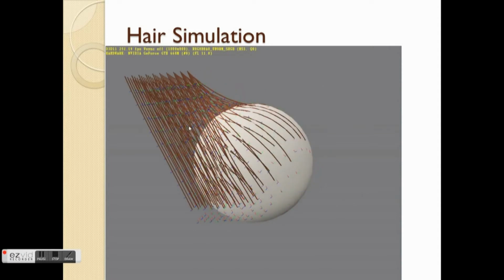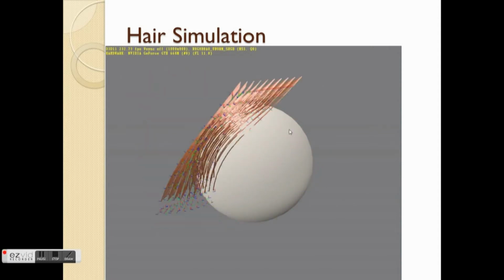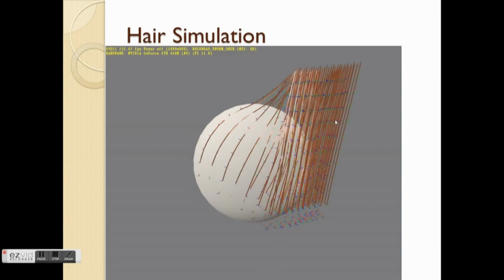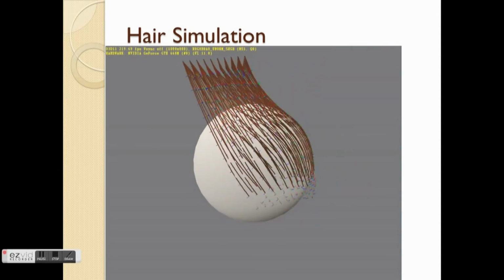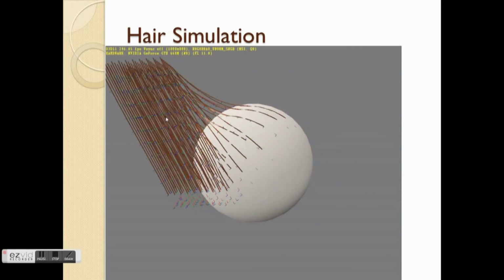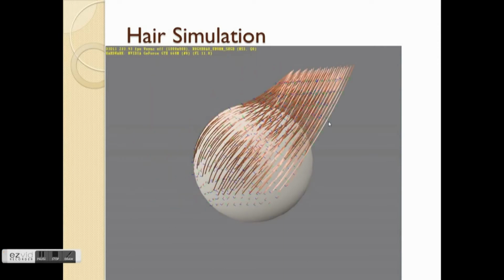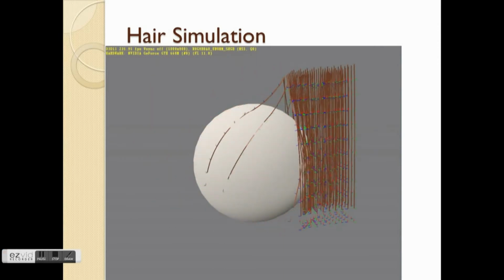And here is the result for the simulation of the guide string. Once we have the simulation of the guide strings, we can interpolate those guide strings to generate more hair strings to create a full hair model.